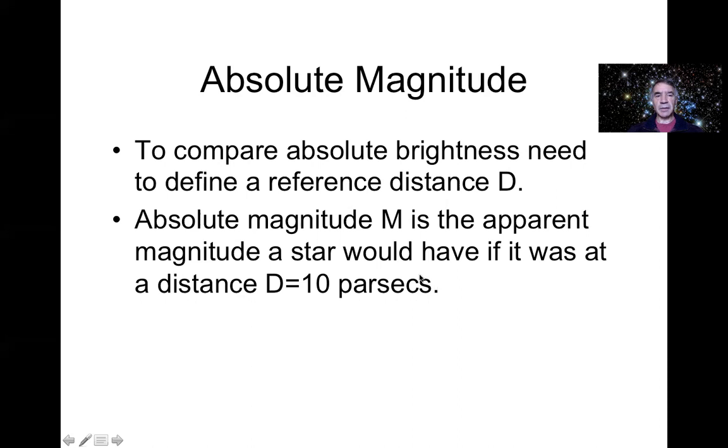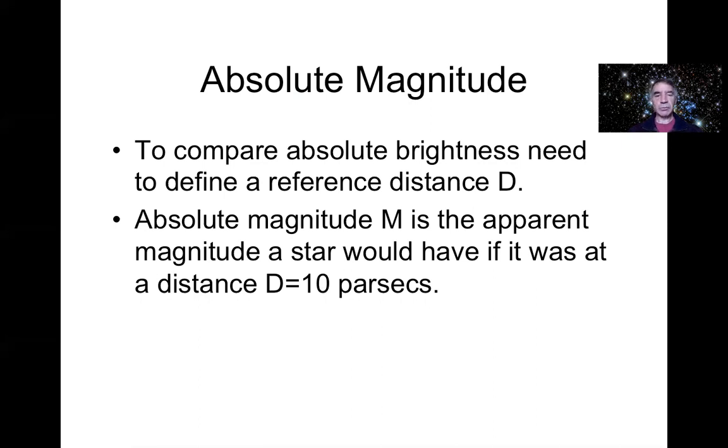So we define the absolute magnitude as the apparent magnitude that a star would have if it was at a distance of 10 parsecs. This unit of distance. Don't ask me why 10 was chosen. 1 would have been more sensible, but it is 10. So we're going to, in effect, move all stars to 10 parsecs and then compare their absolute magnitudes, which is the apparent magnitude they have at that distance. So it seems a bit arbitrary. It is a bit arbitrary.